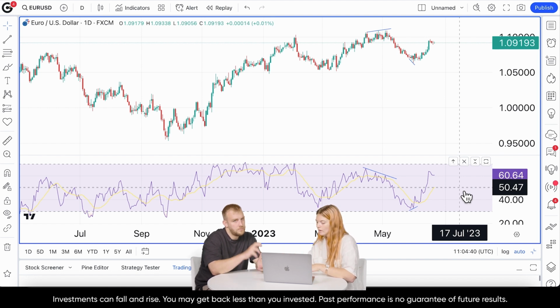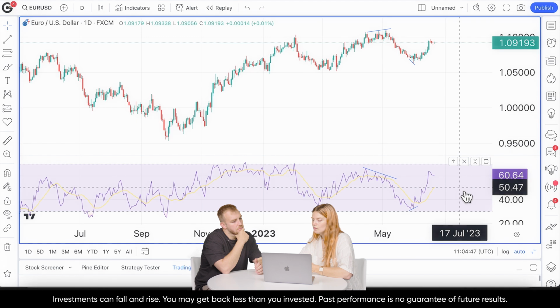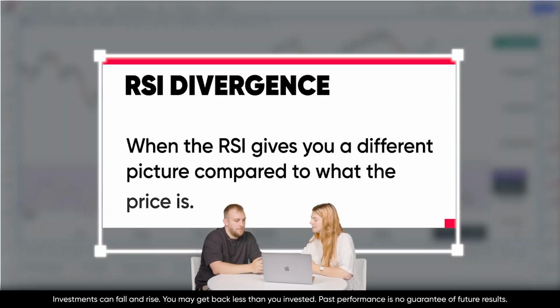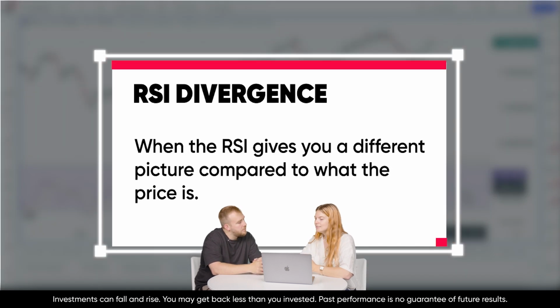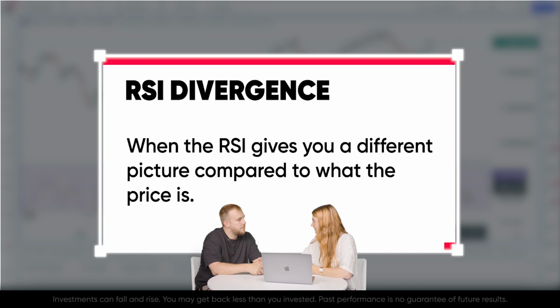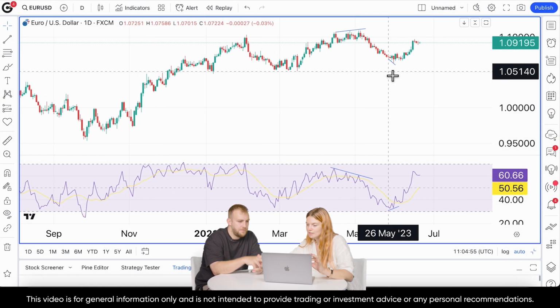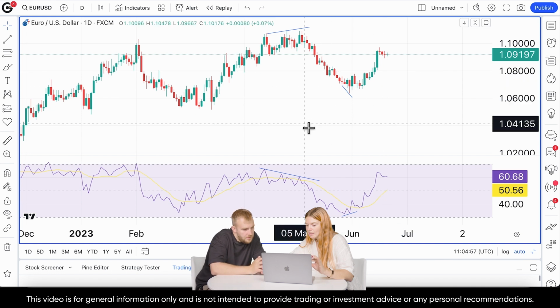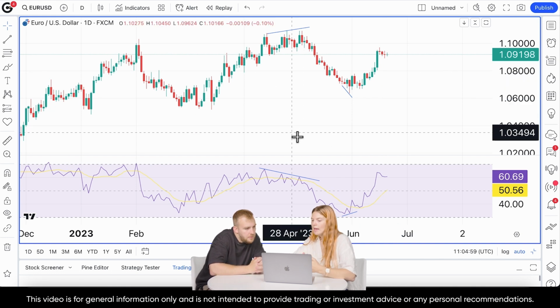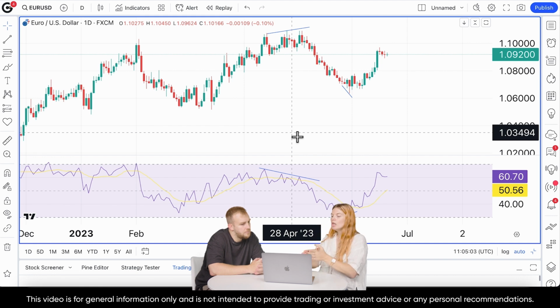Now, one of the interesting ways to use it, and I think it's very helpful in markets, is called the RSI Divergence. Essentially it's when the RSI is giving you a different picture than what price is. So let's do this visually. In an RSI bearish divergence, you've got lower highs happening on the RSI while you still have higher highs on the price chart.